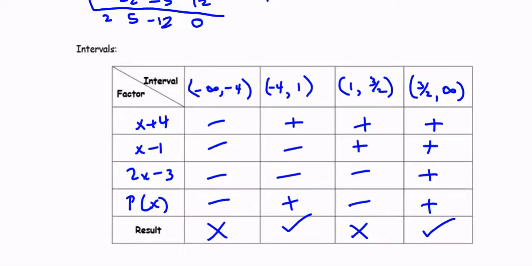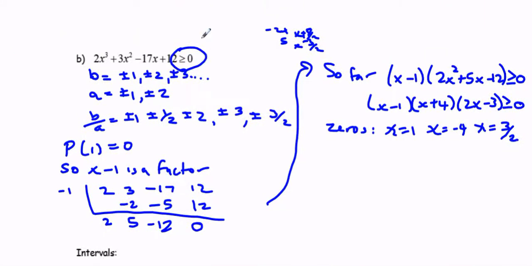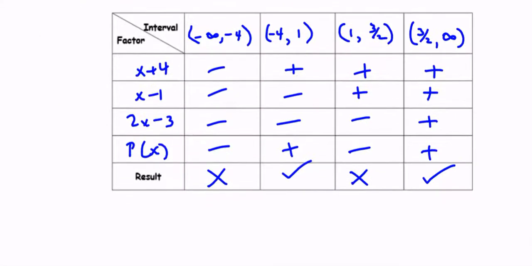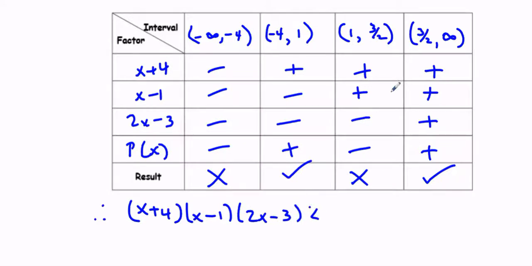So I always go back and have a quick look at my original function. I can see that I wanted values that were greater than or equal to 0. So I know when x is 1, when x is negative 4, and when x is 3/2, I will get a value equal to 0. So we have to be careful with our final conclusion here. I'm going to say, therefore, (x plus 4), you can put it in factored form, it's fine, (x minus 1)(2x minus 3) is, oops, no, that's the wrong way, sorry, is greater than or equal to 0.